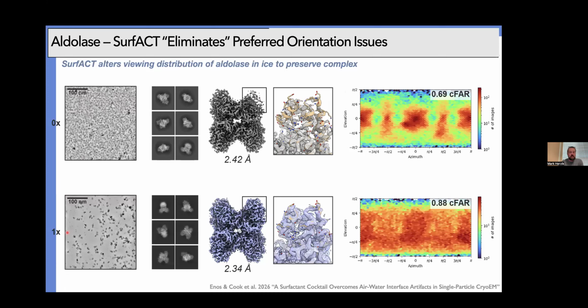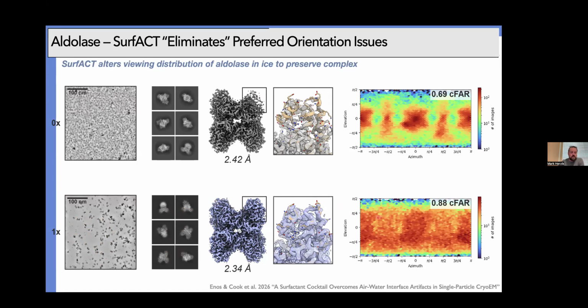Now, when we add Surfact, again, you see the concentration of your sample drop, but you still get beautiful 2D class averages. And with C1 symmetry, you now recover the entirety of every single protomer. And if you look at the viewing distribution, you now can see in our elevation plot, we have almost all the views recovered. So we've eliminated the interactions with the air-water interface, recovered the integrity of the molecule, and now we can reconstruct it without having to enforce symmetry.